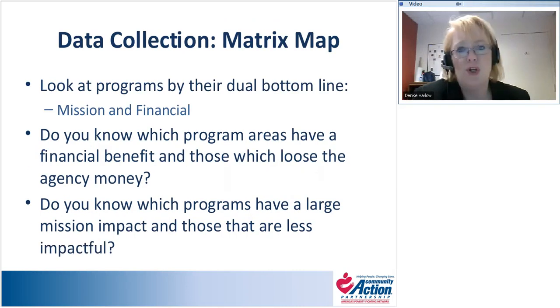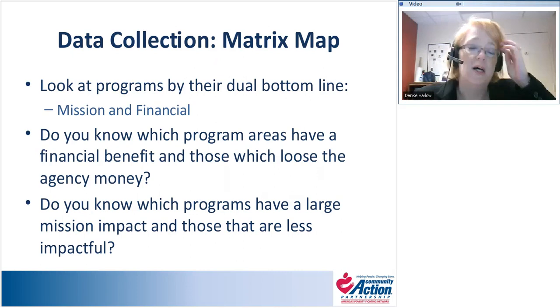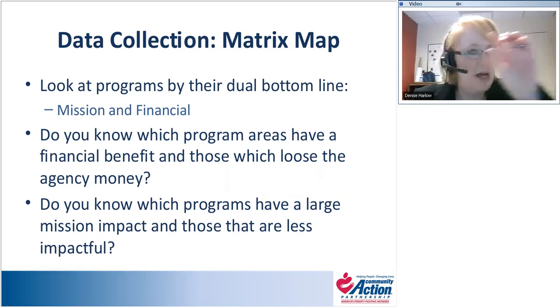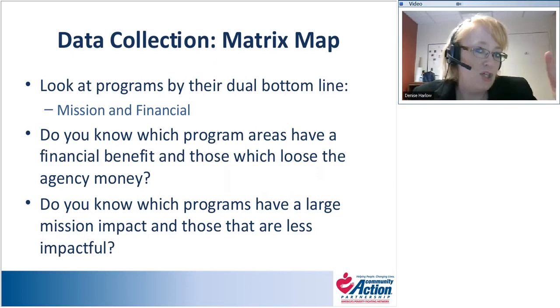I think an interesting tool to use as part of a planning process is something called a matrix map. I'll show you the book title here in a moment. That was developed by a group of consultants and TA providers for nonprofits. But it's really critical to look at your programs by money and mission and mapping out where your programs fit along these continuums. Does your board really understand, and your staff, which programs really are high mission, high money, and which may be high mission but losing you money?